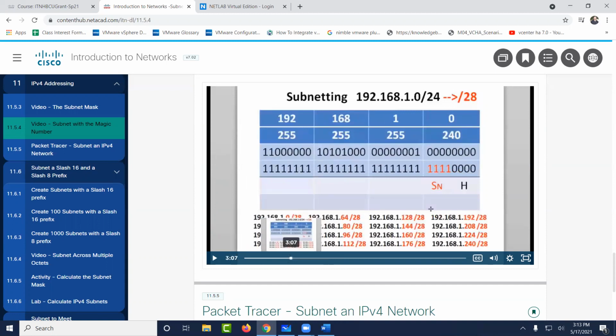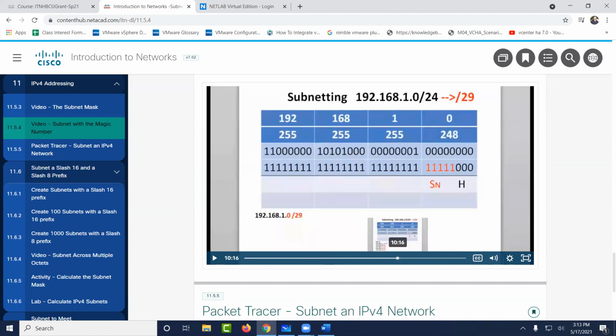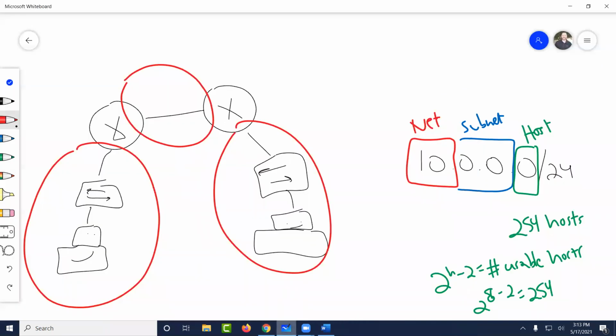You can't go below 4. You can never borrow more than 6 bits in the 4th octet, because you've got to leave 2 host bits because of this formula right here. If you don't have at least 2 host bits, 2 to the 2 equals 4, minus 2 equals 2. So if you get down to a /30 mask, there are only 2 usable addresses.